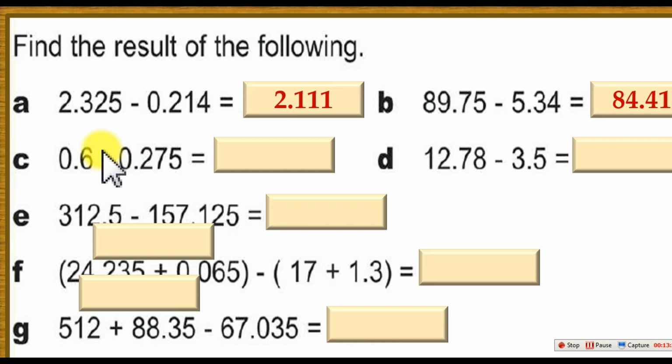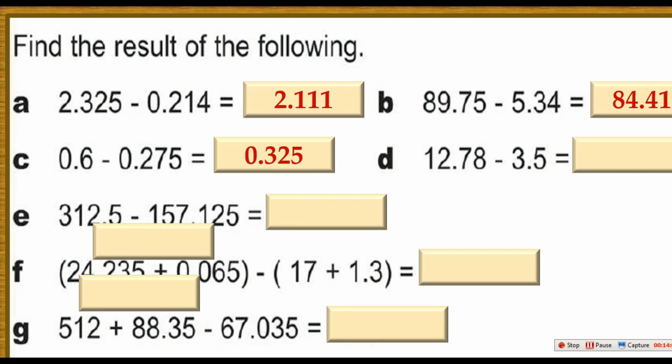Then subtract 0 minus 5, impossible. Borrow from 0, it's impossible. Borrow from 6, 6 becomes 5, 0 becomes 9, and the first 0 becomes 10. 10 minus 5 equals 5, 9 minus 7 equals 2, 5 minus 2 equals 3, and put the decimal point. So the difference is 325 thousandths. What about 12.78 hundredths minus 3.5 or 3 and 5 tenths?